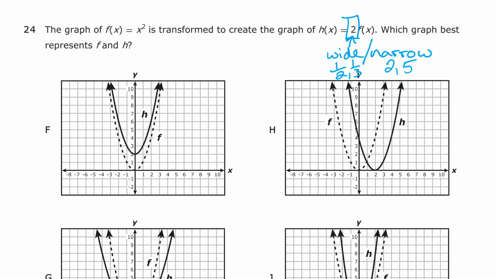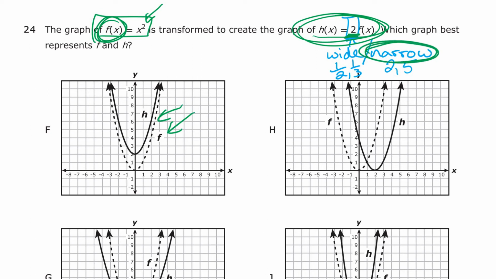Which graph best represents it? Now, even when students understood what we've said so far, they still get tripped up on seeing which one the dotted line is and which one the new one is supposed to be. F of x, f is the original, the parent function. So if I look on this graph, here's f, it's the dotted line, that's the original. So we want our new one, the solid line, to be narrow, since it's bigger than 1. We want it to be narrow.